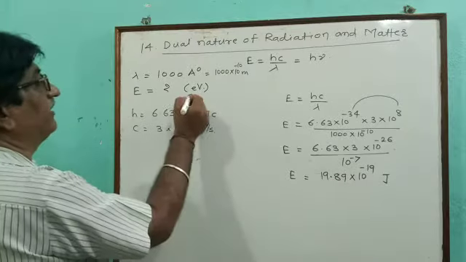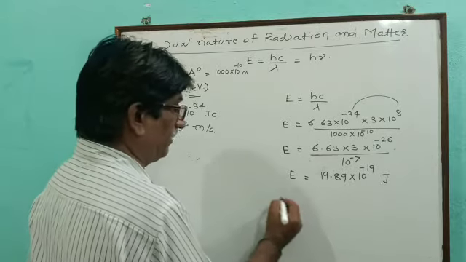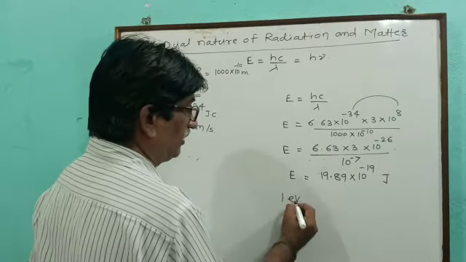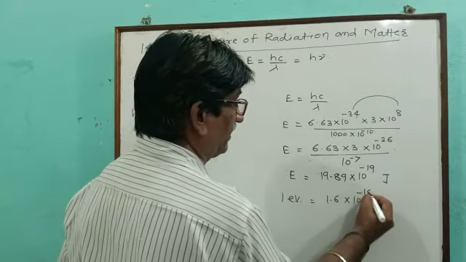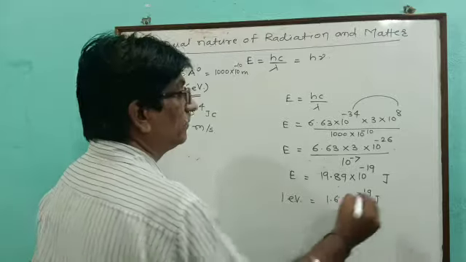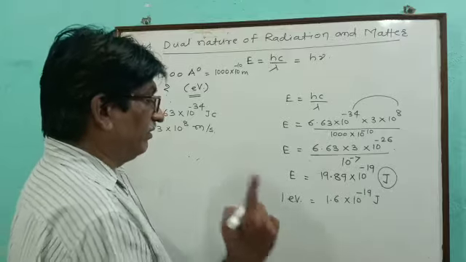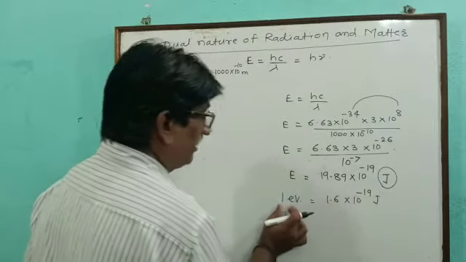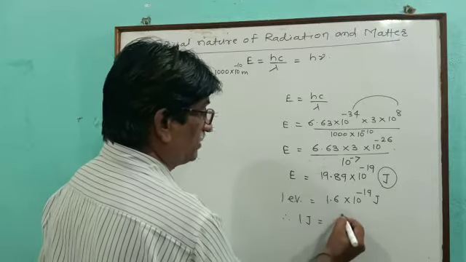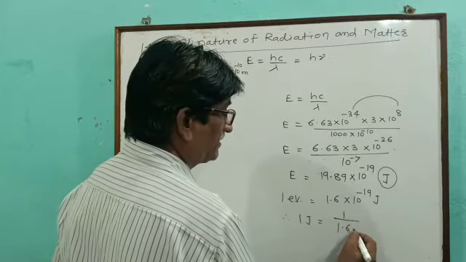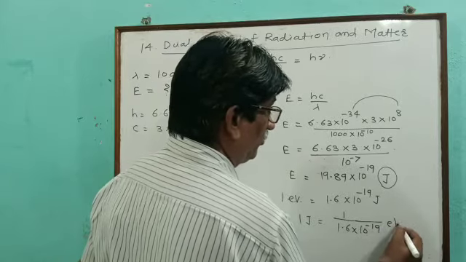We want to find energy in electron volt. So for electron volt, what happened? 1 electron volt is equal to 1.6 into 10 raised to minus 19 joule. But here joule is there, so we want to find 1 joule. When this value is shifted to the denominator, we can write 1 joule is equal to 1 upon 1.6 into 10 to the power minus 19 electron volt.